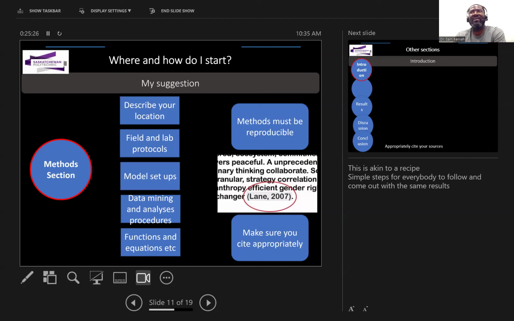Cite appropriately. You have to give credit where credit is due. You cite your sources as you write this method section. Any work that is not yours, you cite it. So the method section is done. The next section I usually go to is the result section. But for the purposes of this presentation, I'll just go through the introduction, and we go step by step and see what we have to pay attention to in those sections.